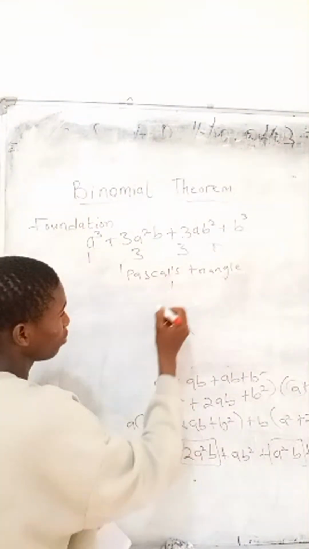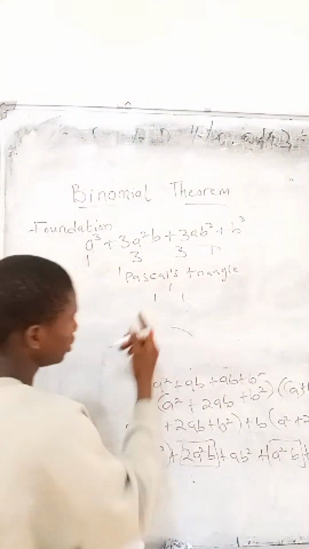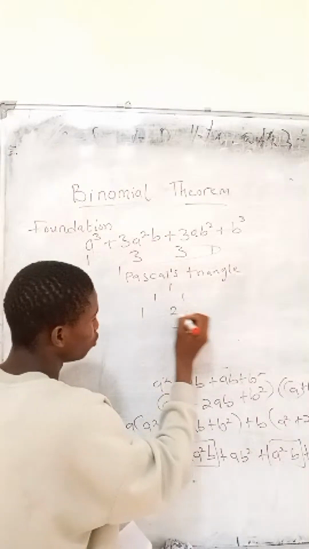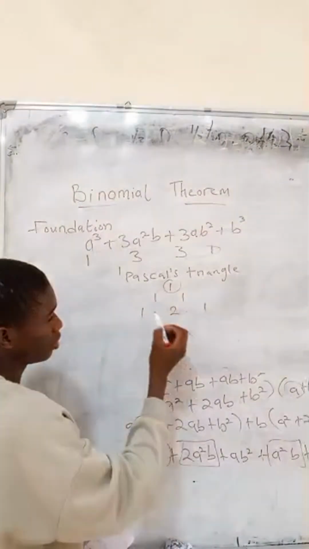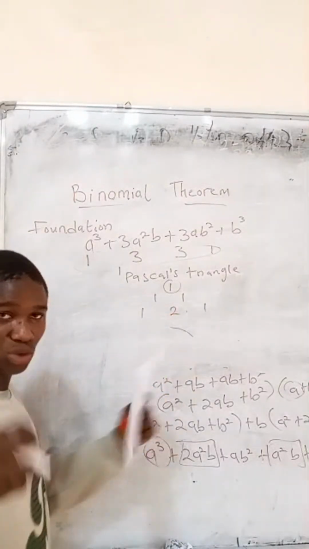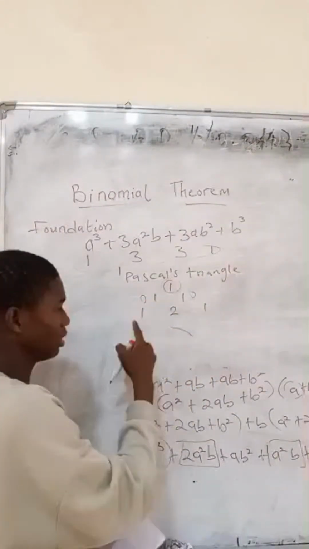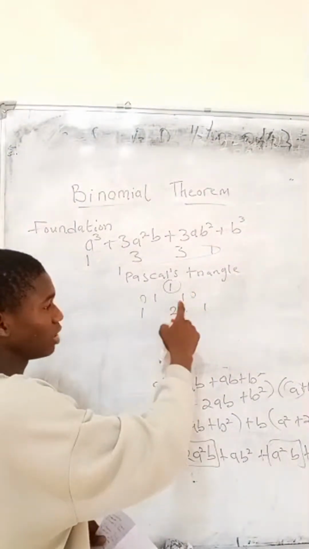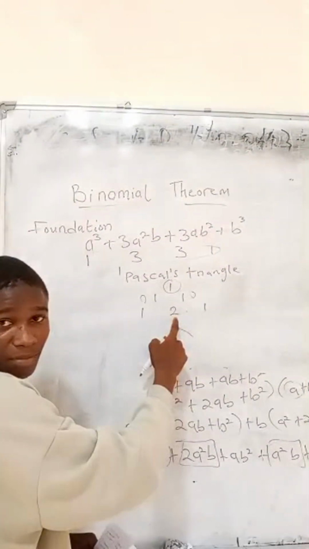We have 1, then we have 1, we have 1. You understand? Then from this point, we have 1, 2, 1. Now, let me tell you how they are getting this. This is the first one. Now, you just assume there's 0 here, for instance. So 0 plus 1 is going to give me 1. 0 plus 1 is going to give me 1. But this 1 plus this 1 is going to give me these 2 here.